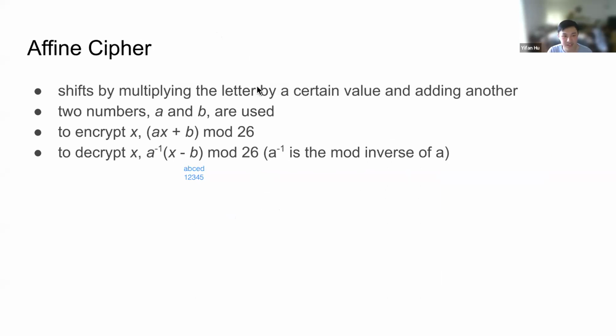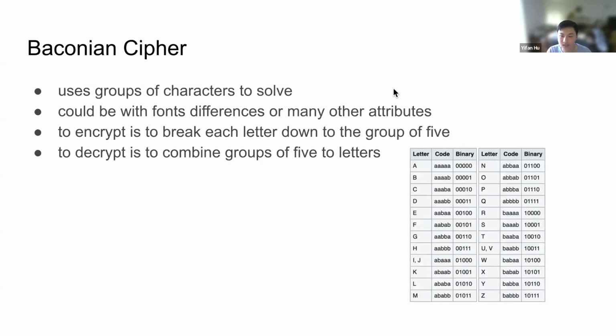Okay, does everyone understand the affine cipher? Any questions? No? I don't think I explained this one very well. Okay. Next, the Baconian cipher. Okay, never mind, we're going back.